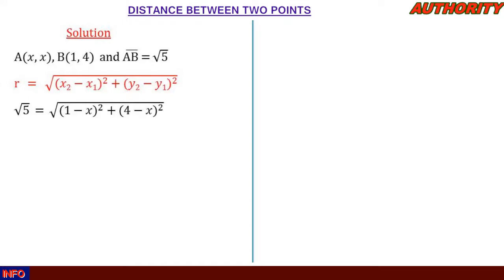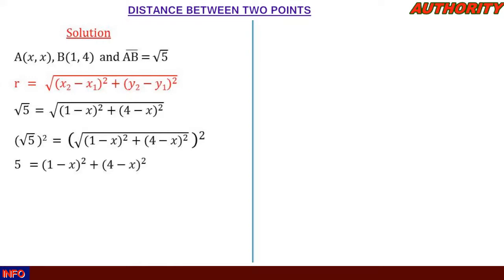So when we try to take the square of both sides, we're going to say (square root of 5) squared is equal to (square root of (1 minus x) squared plus (4 minus x) squared) squared. On the left-hand side, the square root cancels the square, and on the right-hand side, the square cancels the square root. After this, we see that 5 is equal to (1 minus x) squared plus (4 minus x) squared.